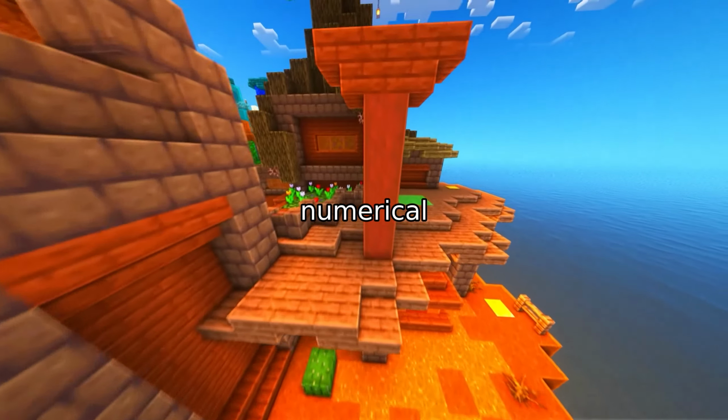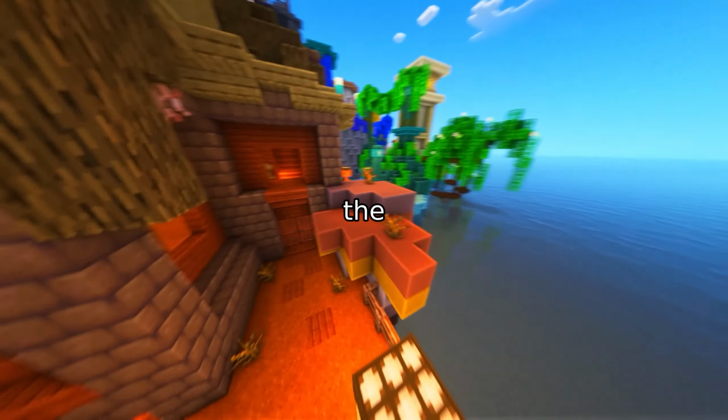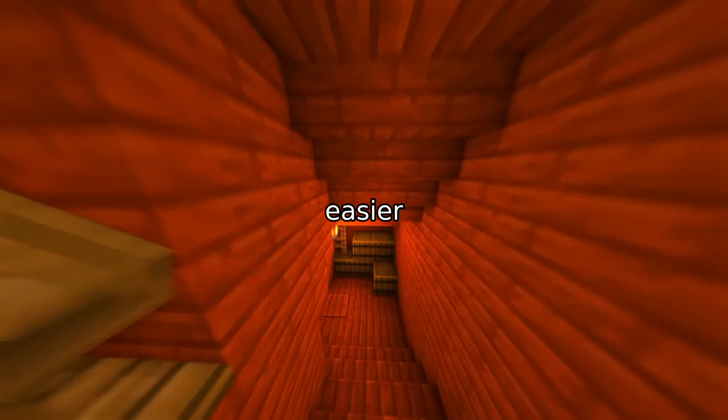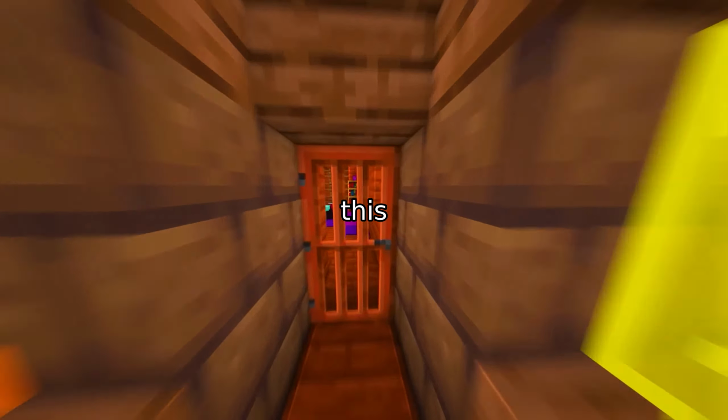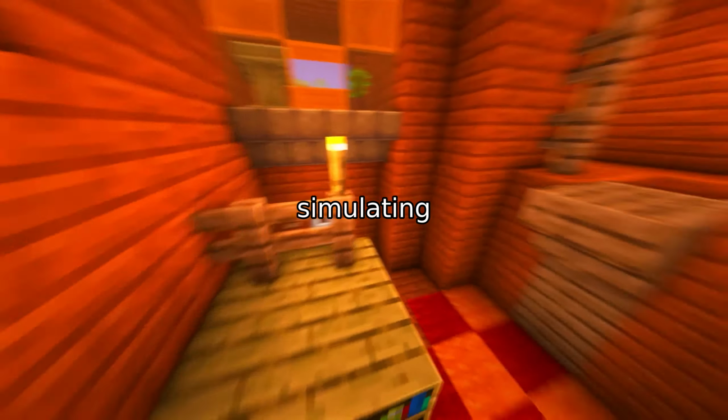The results? Numerical experiments show this method works. By focusing on position rather than velocity, the model maintains accuracy while being easier to implement in physical systems. This could revolutionize not just AI, but also how we study active matter in labs. Think of simulating cell movement or designing self-assembling materials.